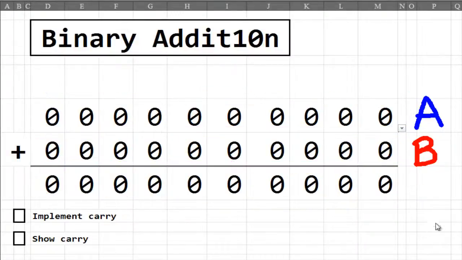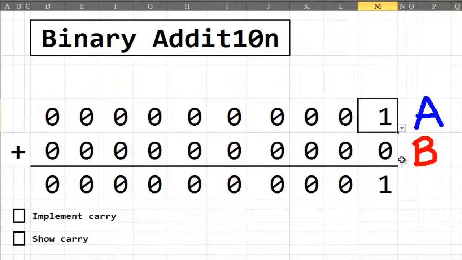input B. Row A has a value of 1 plus row B has a value of 0. The answer would then equal 1. 1 plus 0 is 1. Now suppose A is 0 and B is 1. The answer would then be the same, 1. But what if we were to add 1 and 1?